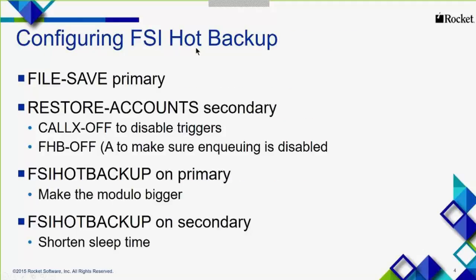Again, configuring Hot Backup, you do the file save on the primary, and the restore accounts on the secondary. You don't have to restore everything, because a lot of your infrastructure, like the FSI DM account and the DM account, you're not going to make changes to anyway. So you would just make sure that your accounts don't exist and do a restore accounts on the secondary. Issue COLLECTS OFF to disable triggers and an FHB OFF to make sure that enqueuing is disabled on the secondary. Okay.